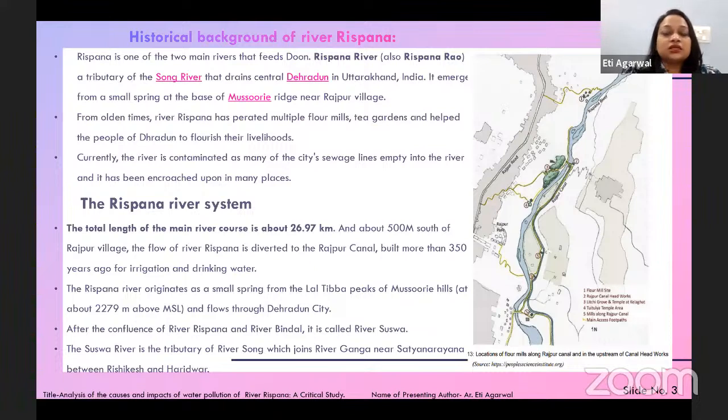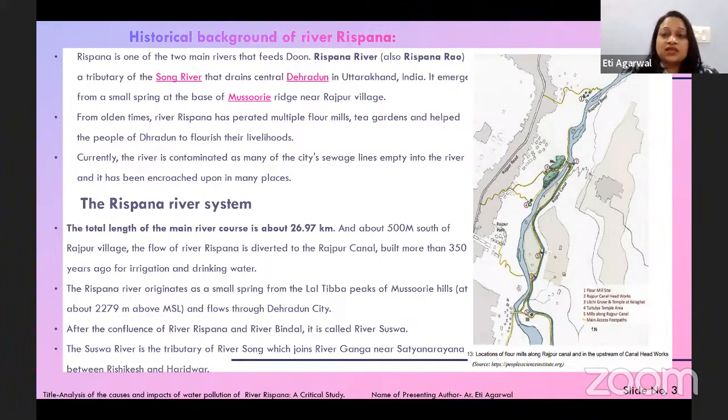So basically, this river has been a lifeline of Dehradun from the olden times. It has helped in working major flour mills and tea gardens, and it has helped people of Dehradun to flourish. Dehradun was earlier famous for its rice. The basmati rice of Dehradun was quite known to people. And the tea gardens of Dehradun were very well known. All these things were fed by this river Rispana.